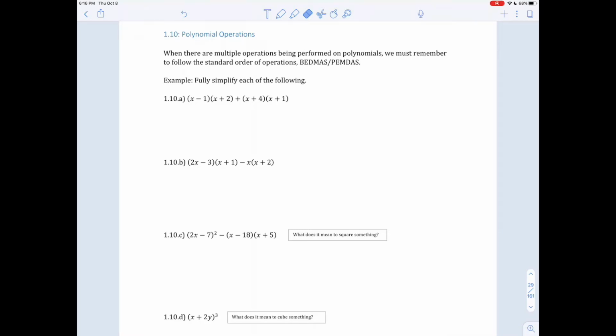Speaking of polynomial operations, we can do them! What we have to remember, though, is a standard order of operations. So either BEDMAS or PEMDAS.